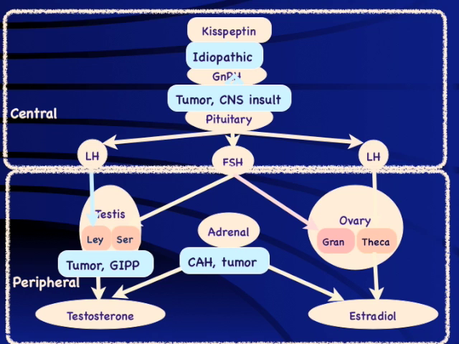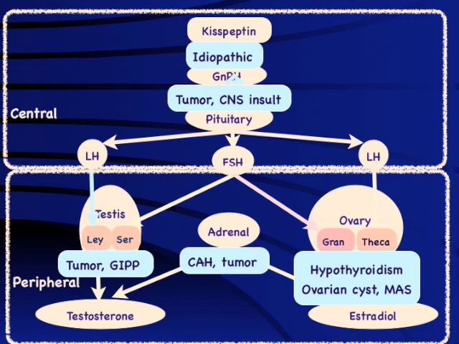If we talk about boys, as we said, testicular tumor and gonadotropin independent precocious puberty along with CAH are responsible for a significant proportion of peripheral precocious puberty. While in girls, peripheral precocious puberty is rare and happens predominantly in the setting of hypothyroidism, ovarian cyst, or McCune-Albright syndrome. So how do we distinguish between a central and peripheral precocious puberty?